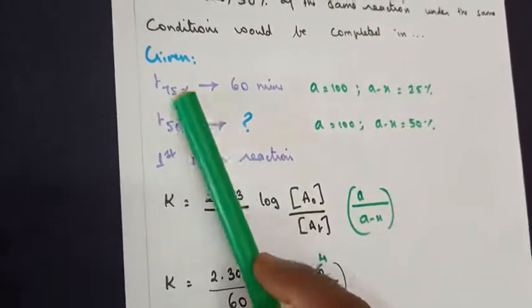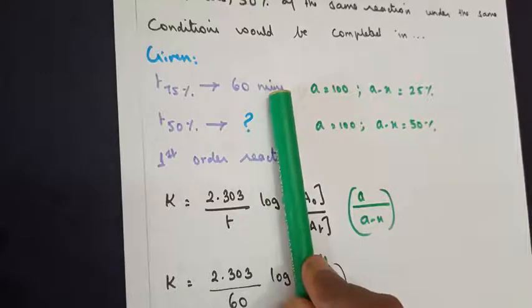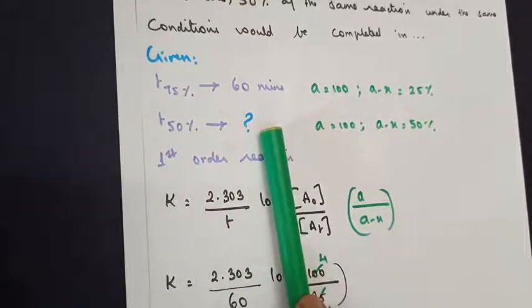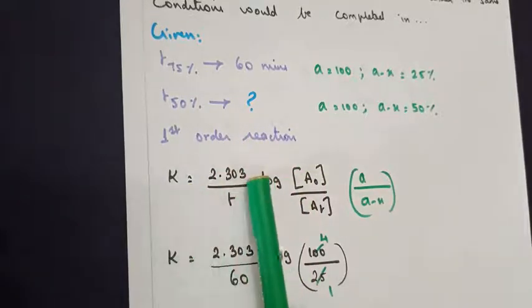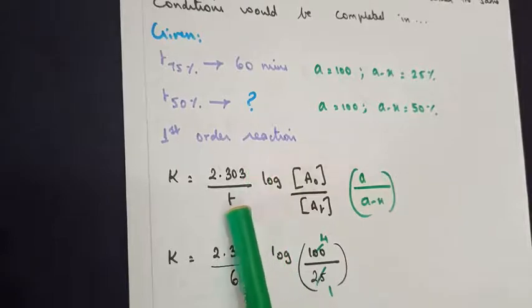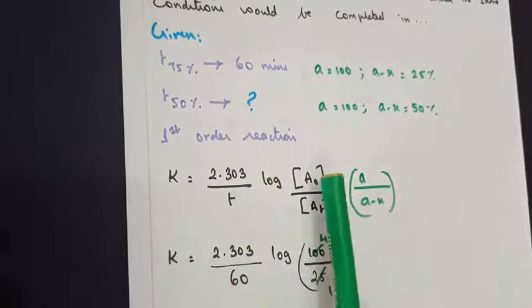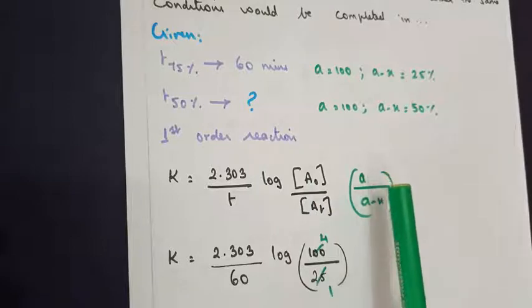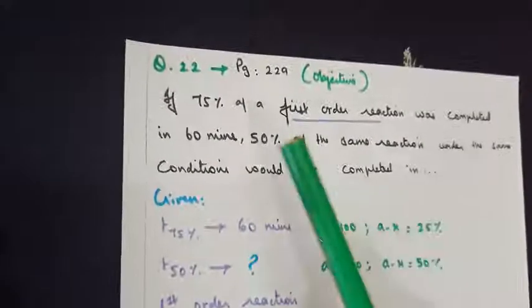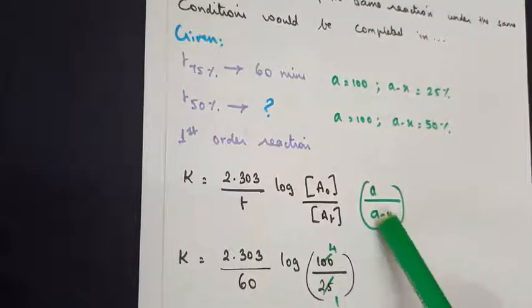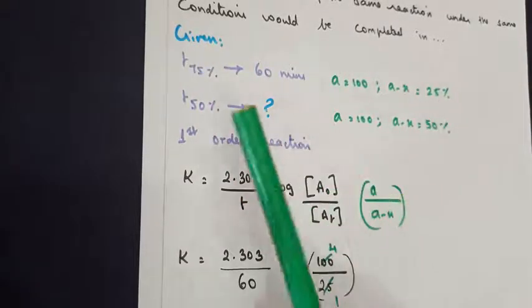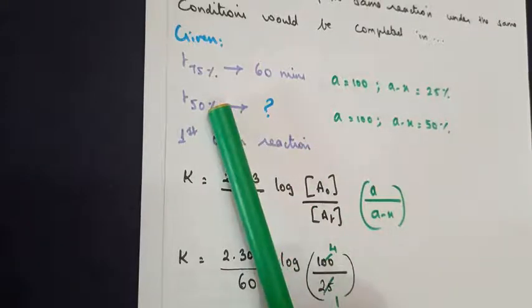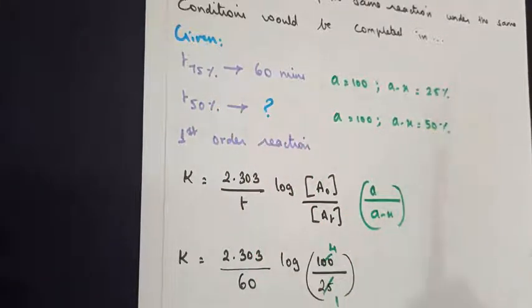The same conditions: t 75% requires 60 minutes. 50% we are going to calculate. What type of order reaction? First order reaction. So the formula for the rate constant for a first order reaction is 2.303 by t log of a naught by a t. a naught by a t, how can you write it as a by a minus x? When the concept of two different completion percentages is given, this method you can implement. It will be easy for you to work out the answer. a is 100, so 100 minus 75 is 25%. Here a is 100, but my x value is 50, so 100 minus 50 gives you 50 as the answer.